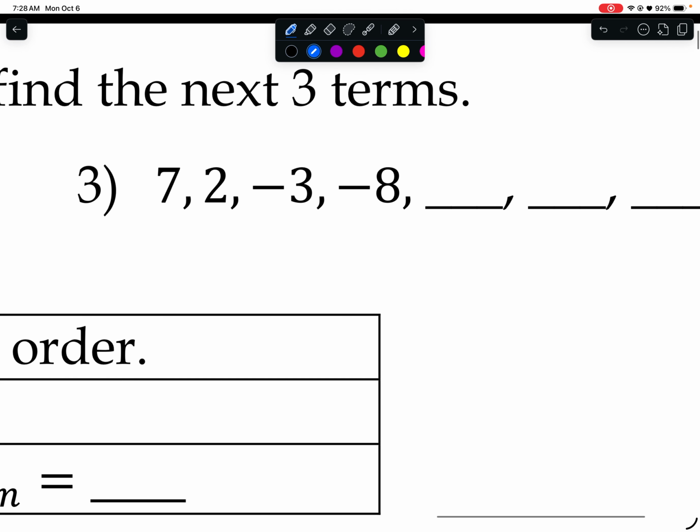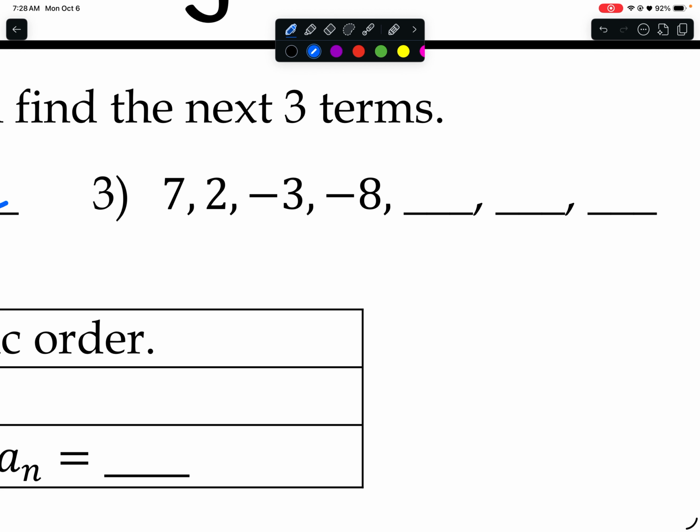And then over here, looking at this last sequence up here, so to go from 7 to 2 to -3 to -8, well, your change here, we're going to subtract 5, which means my next term here would be -13, and then we have -18, and then -23.